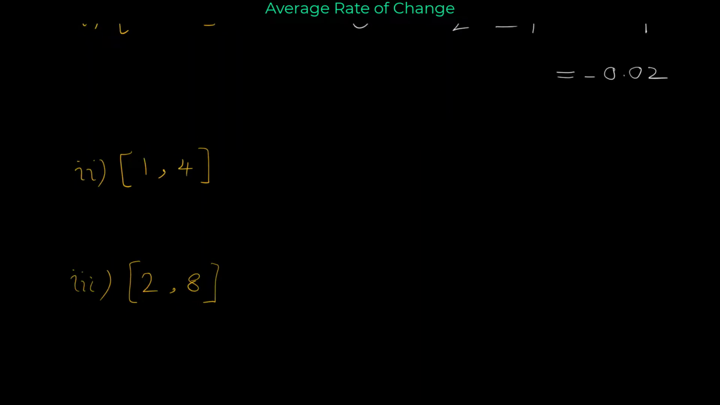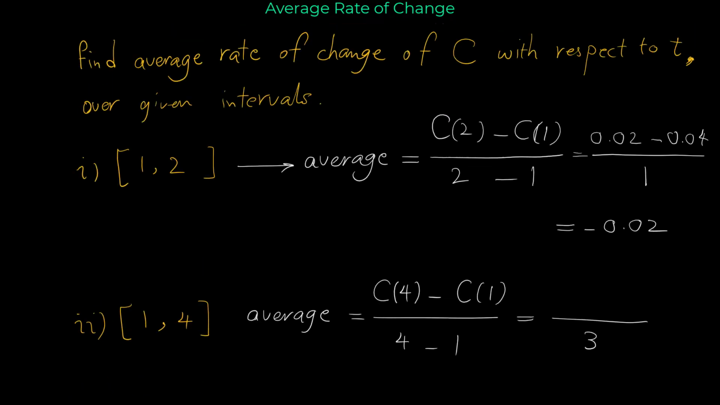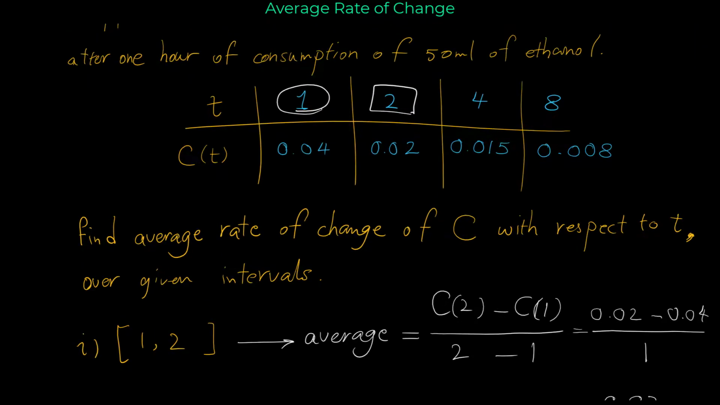The next interval is 1 to 4. For this interval, if you want to find the average rate of change, it would be C4 minus C at 1, the concentration when T is 1, over 4 minus 1. 4 minus 1 is 3. So what is C4? When T is 4, the C4 is 0.05.